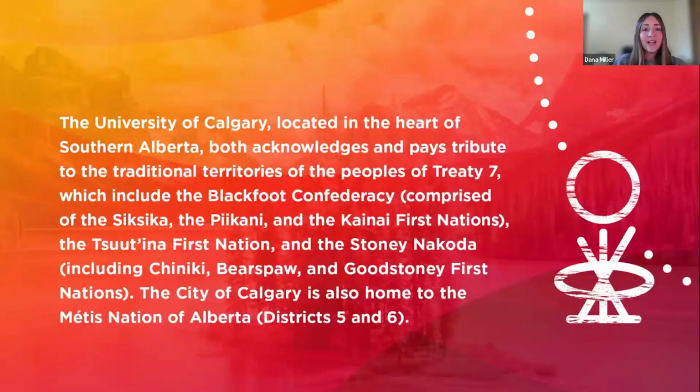All right, so the University of Calgary is located in the heart of Southern Alberta. We both acknowledge and pay tribute to the traditional territories of the Peoples of Treaty 7, which include the Blackfoot Confederacy, comprised of the Siksika, the Piikani, and the Kainai First Nations, the Tsuut'ina First Nation, and the Stoney Nakoda, including Chiniki, Bearspaw, and Goodstoney First Nations. The City of Calgary is also home to the Métis Nation of Alberta, Districts 5 and 6.